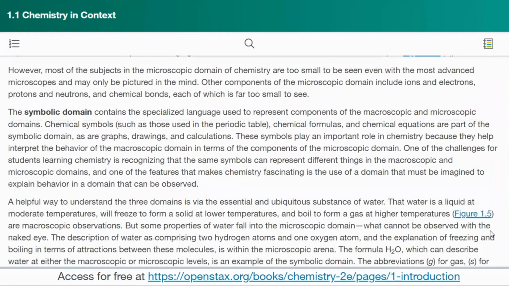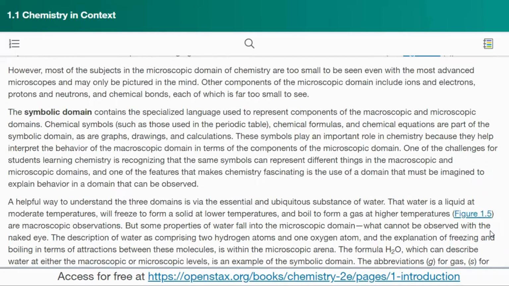However, most of the subjects in the microscopic domain of chemistry are too small to be seen even with the most advanced microscopes and may only be pictured in the mind. Other components of the microscopic domain include ions and electrons, protons and neutrons, and chemical bonds, each of which is far too small to see.